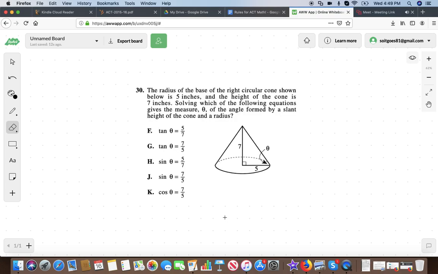Go to question number 30 for me. We've got some trigonometry going on here. The radius of the base of the right circular cone shown below is 5 inches, and the height of the cone is 7 inches. Solving which of the following equations gives the measure theta of the angle formed by a slant height of the cone and a radius?